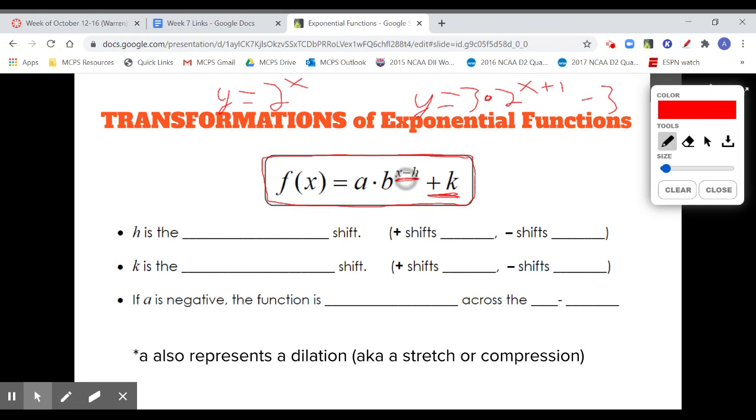Like x minus h, this part here, it used to be under the radical in a radical. Well, now it's in the exponent of an exponential function. The plus k was just hanging out by itself at the end of a radical function. Same exact thing with an exponential. K is just a number that's added or subtracted on its own, separate from the exponential part of the function.